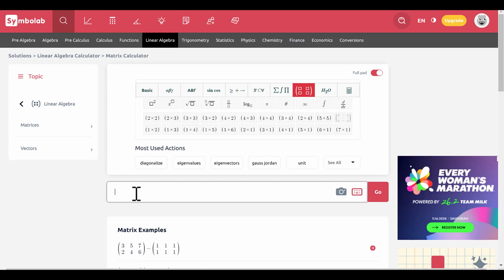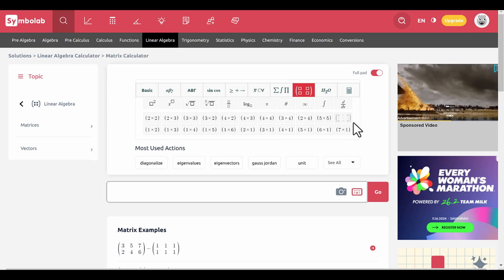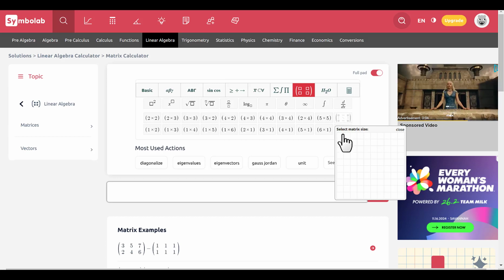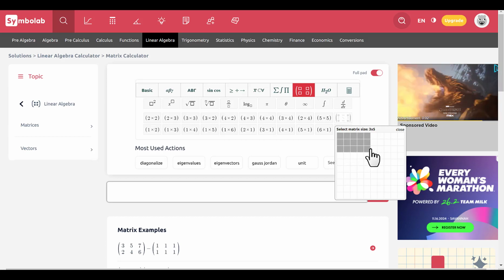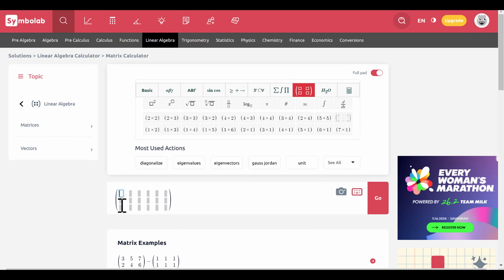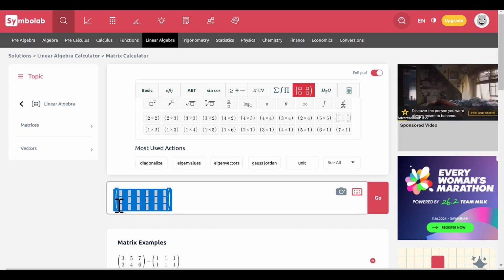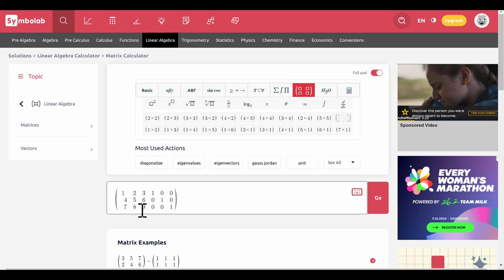And what you can do is you can pick different size matrices. To find the inverse of a 3x3, we'll actually need a 3x6, and that's not shown here. So you can click on this here and get 3x6. All right, and you can type in your matrix A on the left and the identity matrix on the right. Now, I actually already have one typed, so I'm just going to paste that in here.